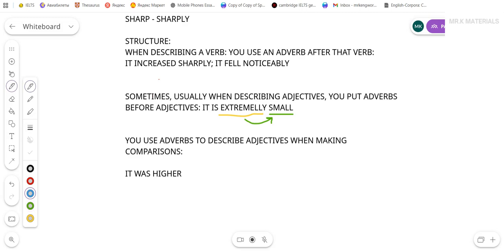I have my noun here, it. I have my verb here, was. And I have my adjective here, higher. I don't have an adverb. So higher here describes it.